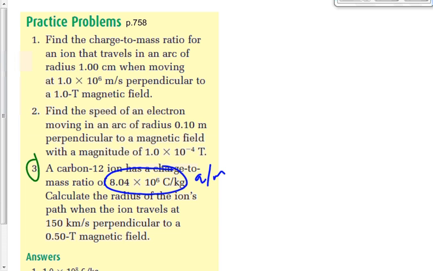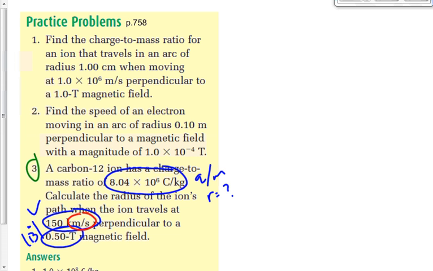It has a charge-to-mass ratio of 8.04 times 10 to the 6. By the way, what do you notice about that charge-to-mass ratio? It's way, way smaller, right? It's almost 100,000 times smaller than the charge-to-mass ratio of the electron. What does that tell you about the mass? It's a lot bigger, of course. It's much bigger than the mass of the electron, which we would expect. We want to find a radius. We have a speed and a magnetic field, but the speed is in kilometers per second, so we have to pay attention to that.